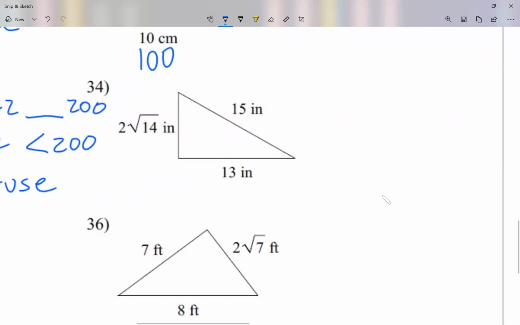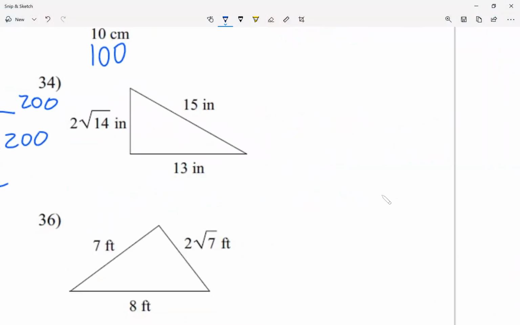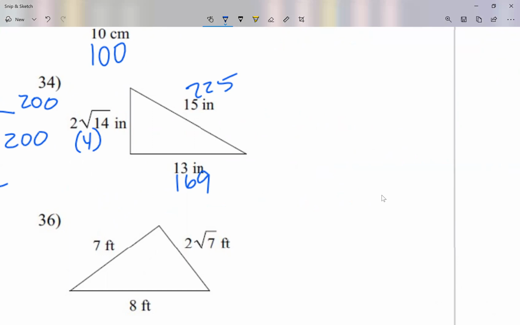All right, let's take a look at number 34. Let me square each of my sides. 15 squared is 225. 13 squared is 169. Now the 2 radical 14. If I only had the 2, it will be 4, right? 2 squared is 4. If I only had the radical, it will be 14. Now, because I have both, let me go 4 times 14, which is 56. So let me add these things up.